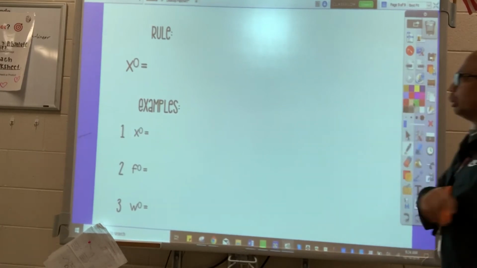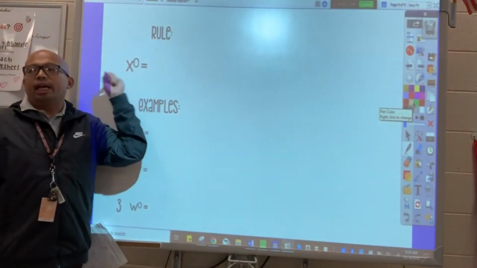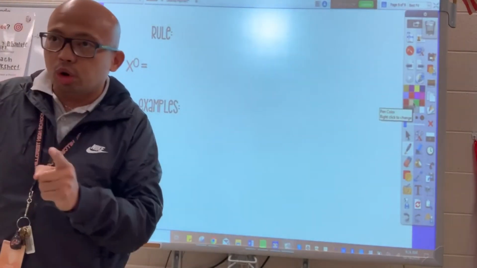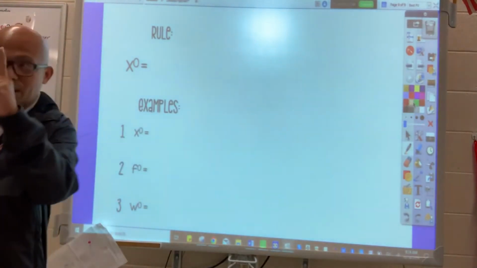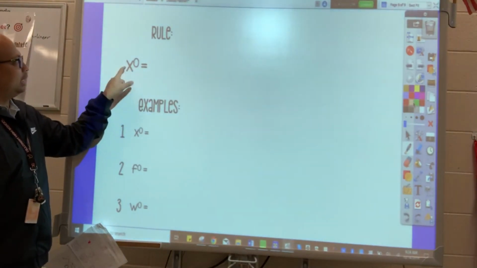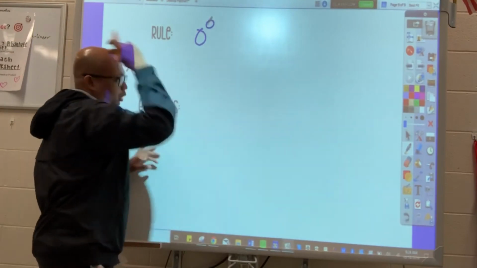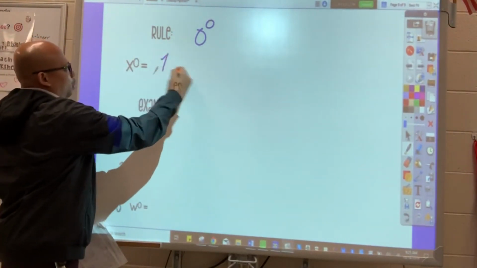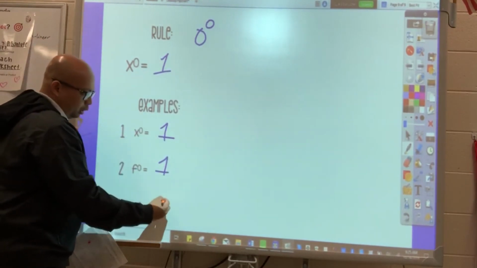Last one here, the zero rule. The zero power rule. This is the simplest one here. Any base that has an exponent of 0 is always going to be equal to 1. Okay? Anything that is raised to 0 is equal to 1, except 0 to 0, okay? 0 to 0 is still undefined, okay? x to the 0 is equal to 1, f to the 0 is 1, w to the 0 is 1.